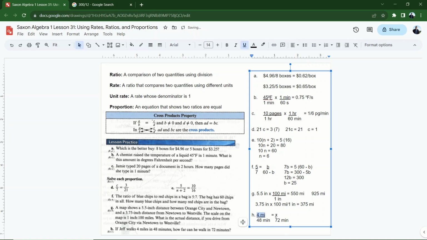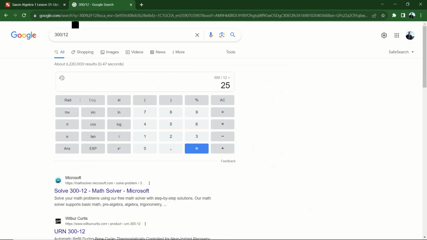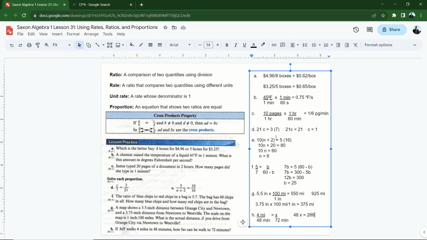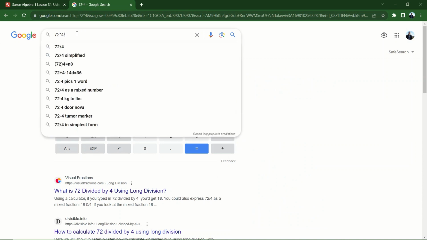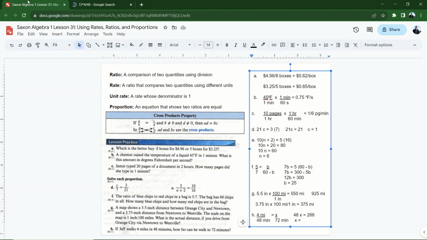Let's just cross multiply this, and that should give me the ability to figure this out. So this is going to be 48x equals, let's see, 72 times 4 is 288, I believe. Let me just double check that one. 72 times 4, 288. All right, excellent. Now I need to get x on a side by itself. So I'm going to divide both sides by 48. So we're going to take 288 and divide it by 48. 6. The answer is 6. So x is 6. That means it's 6 miles in 72 minutes. You can walk 6 miles in 72 minutes.